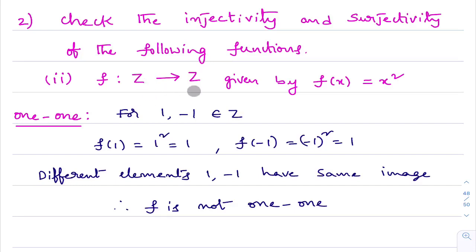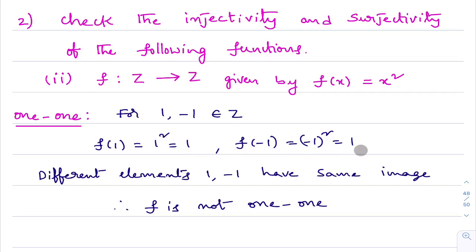Okay, different elements. You calculate f of 1. f of 1 is 1 square, which is 1 only. f of minus 1 is minus 1 whole square, which is 1. What I am trying to say here is, when I calculate f of 1, I am getting 1. When I calculate f of minus 1, then also I am getting 1. f of 1 is 1 means the image of 1 with respect to the function is 1. f of minus 1 is 1 means the image of minus 1 with respect to the function is 1.